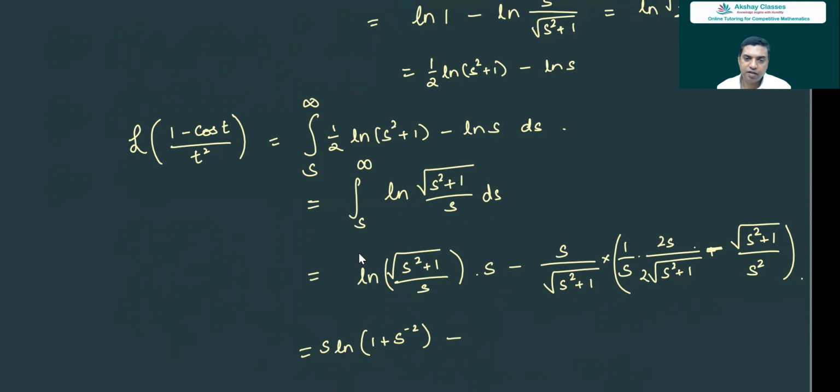Oh, I'm sorry, we have to apply the limits. So we'll simplify this first. When you multiply this term, s cancels, 2 cancels. We have s over s square plus 1. And this plus, this multiplies this, and this term cancels. We get 1 by s.